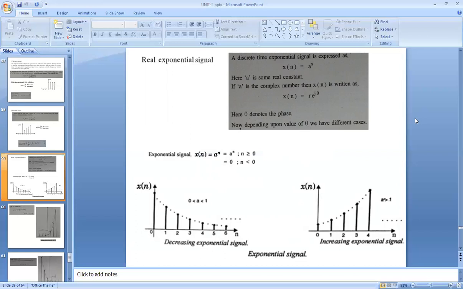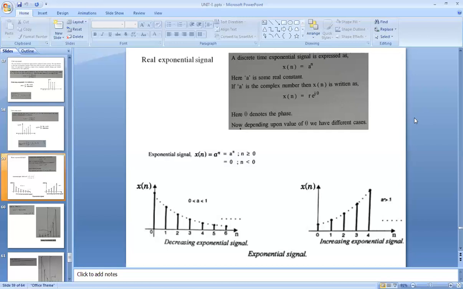This real exponential signal will be defined by two cases: an increasing exponential signal and a decreasing exponential signal. In an increasing exponential signal, the value of a is greater than 1. Similarly, in a decreasing exponential signal, the value of a lies between 0 and 1, meaning 0 is less than a less than 1. The graphs of the increasing and decreasing exponential signals are shown in the diagram in the slide.